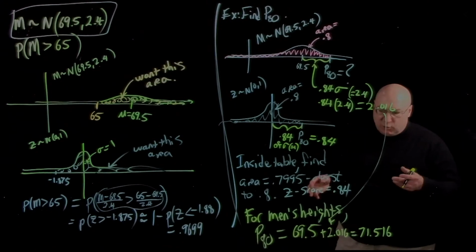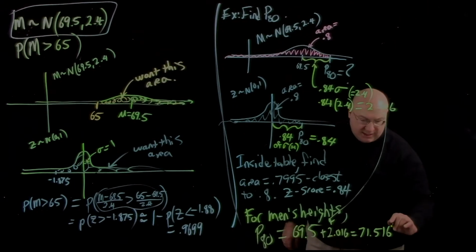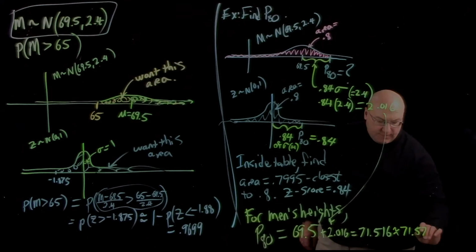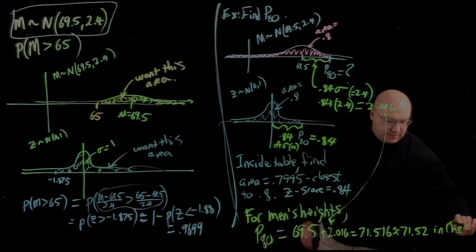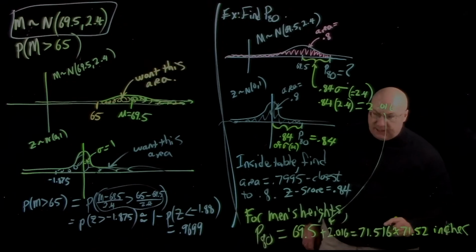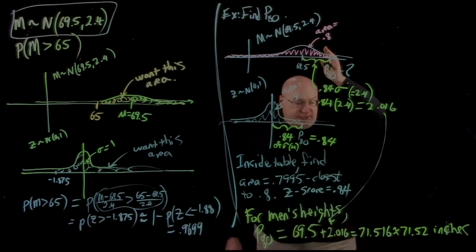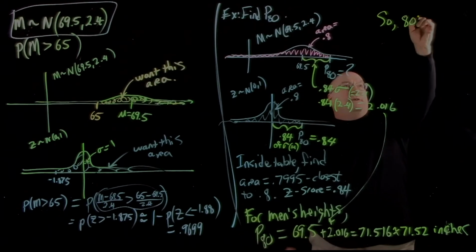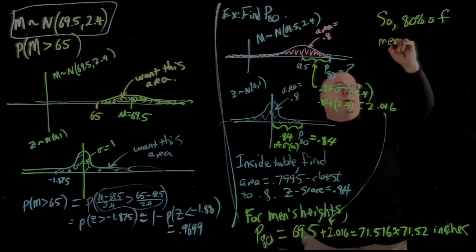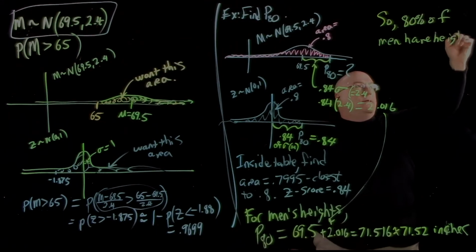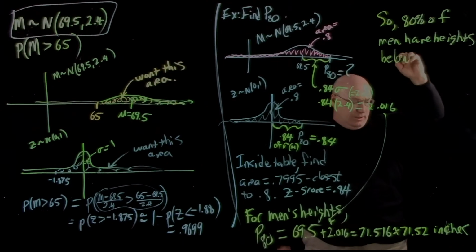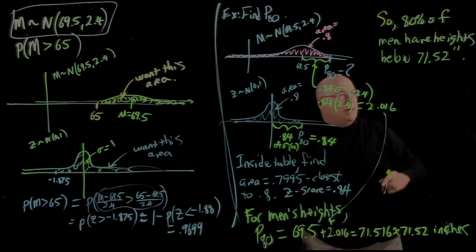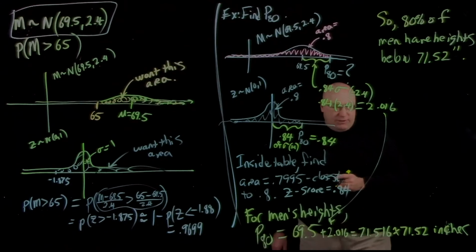Some conventions say round to one more digit than the data. In our case, the accuracy that we've been given is to the tenth, so we'll round to the nearest hundredth. So that's the number of inches that is the cutoff for the 80th percentile. All right, so we would say 80% of men have heights below 71.52 inches. So that's about 5 feet, 11 and a half inches, pretty much.